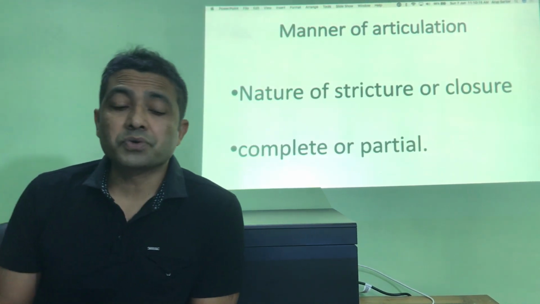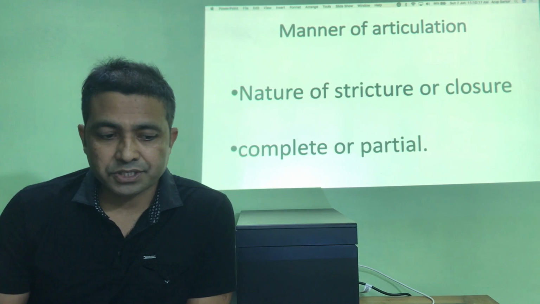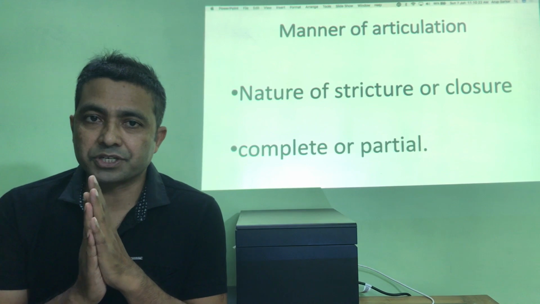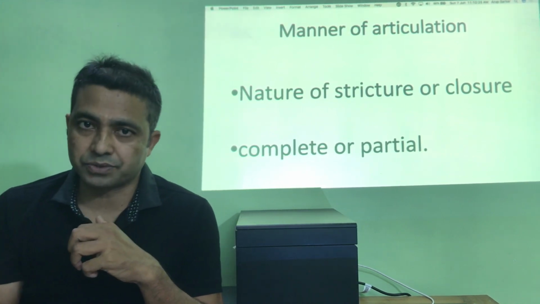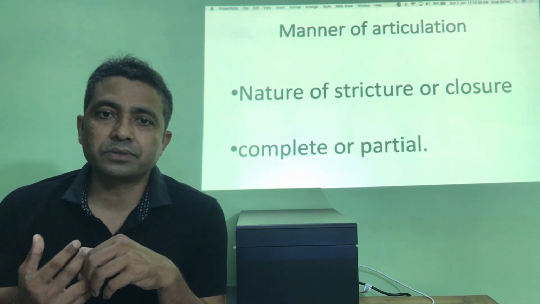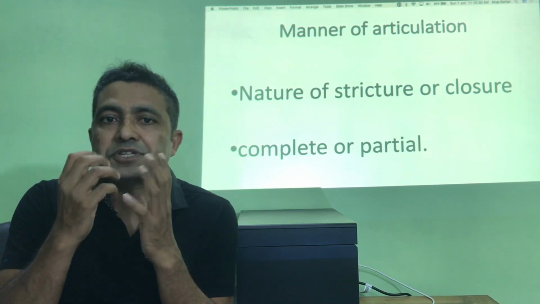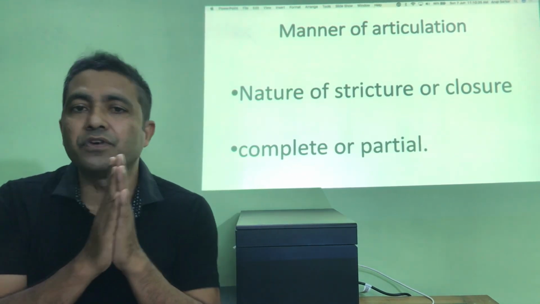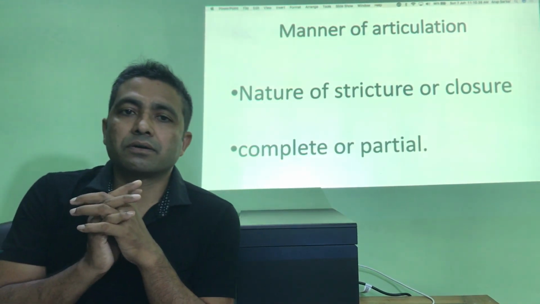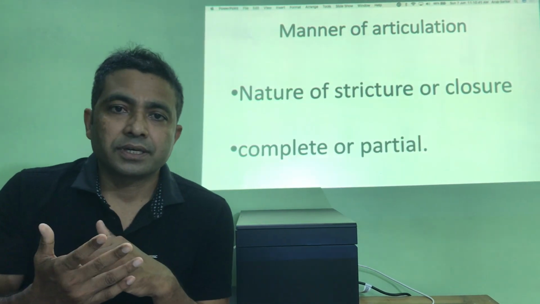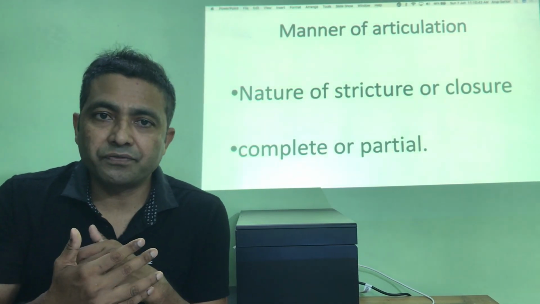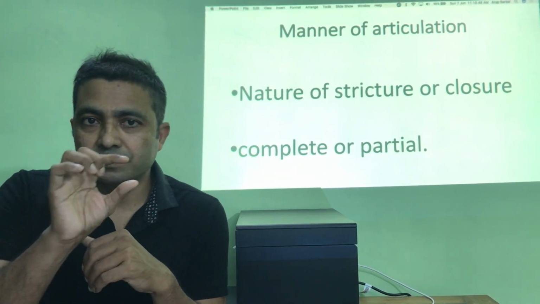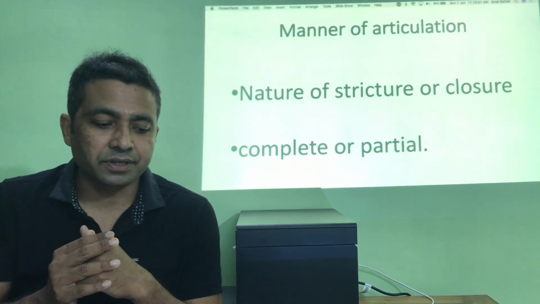Now, another most important criterion for the description of consonant sounds is manner of articulation. How the air is coming out and how much obstruction it is getting. Is it partial obstruction, or is it full obstruction? Or how is the obstruction made? According to the manner of the obstruction, they are named. So this criterion is called manner of articulation.